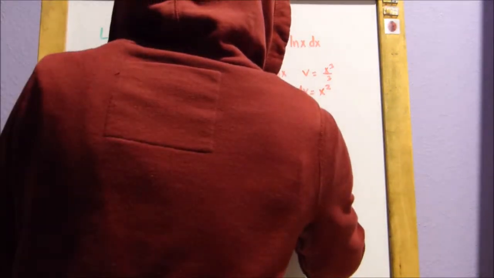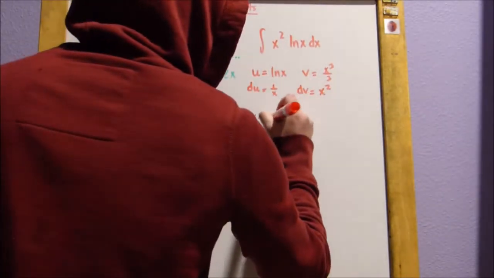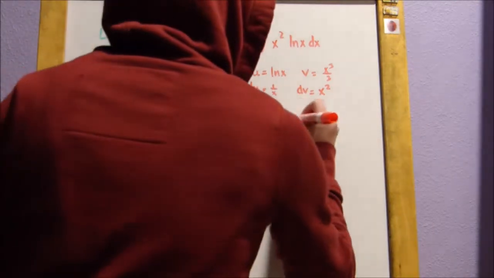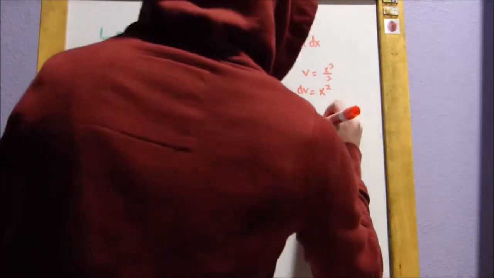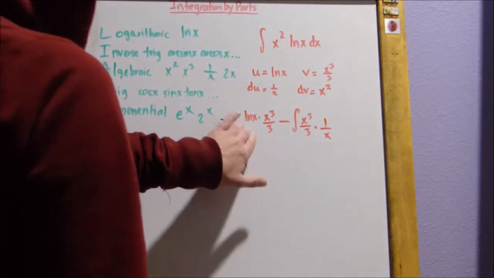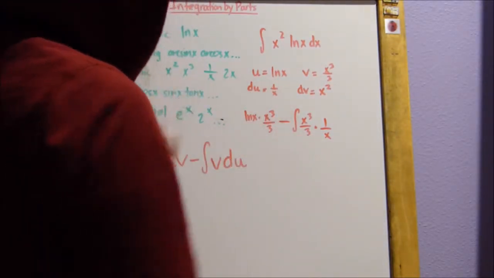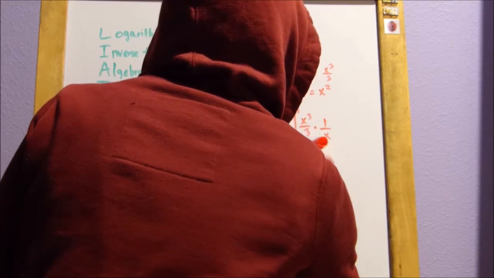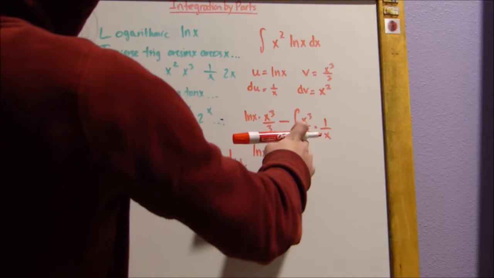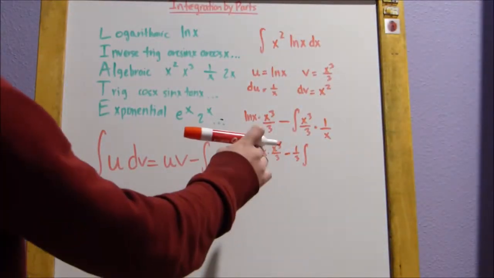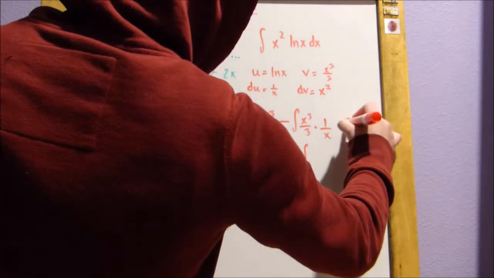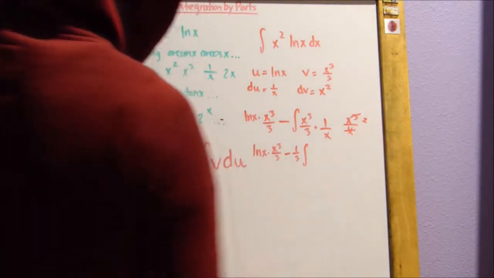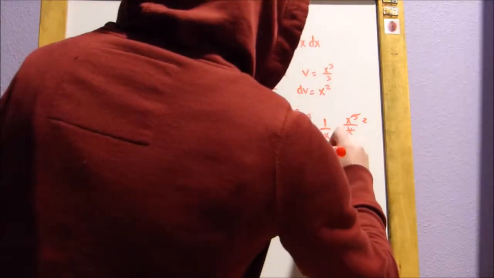So u, ln of x, times v, x to the third divided by 3, minus the integral of v, that's x to the third divided by 3, times du, which is 1 over x. You can't simplify this anymore, but we have to simplify inside so that we can take the antiderivative of it. So ln of x times x cubed divided by 3. Here I'm seeing a third, so let's just take that out. So it'll be minus a third times the integral of x to the third divided by x. If we cancel out that x on the bottom, we're going to get x squared.